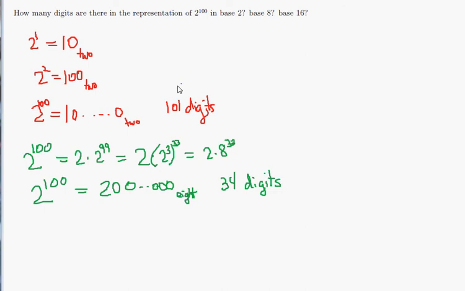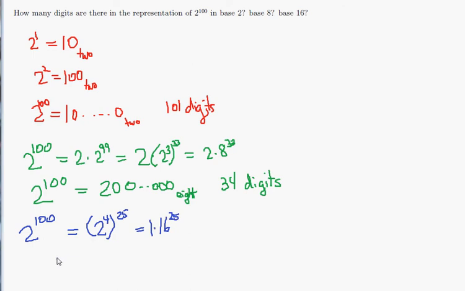Finally, base 16. Well, 2 to the 100 is equal to 2 to the 4th to the 25th power, which is 16 to the 25th, or 1 times 16 to the 25th.